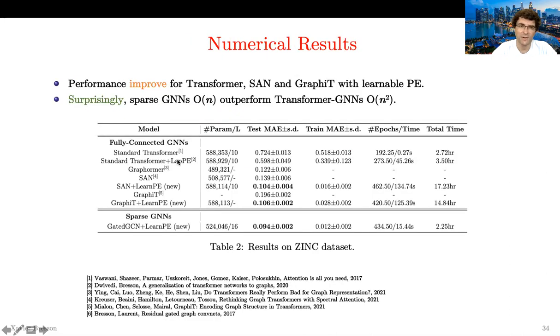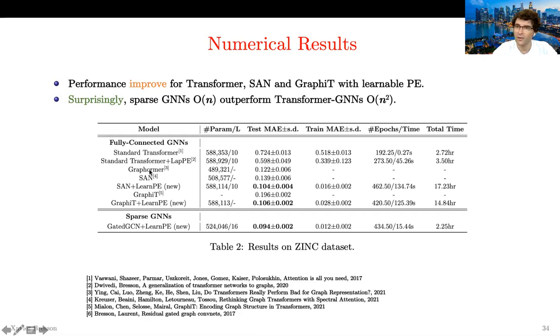So these are the numerical results. So here you're going to have the fully connected GNN, so the transformer-based GNNs, and here the sparse GNN. Okay. So if you take the standard transformer, the performance is not good, it is 0.72. So remember, the lower the better. If you add the Laplacian positional encoding, you're going to improve the performance, but it's still not so good.